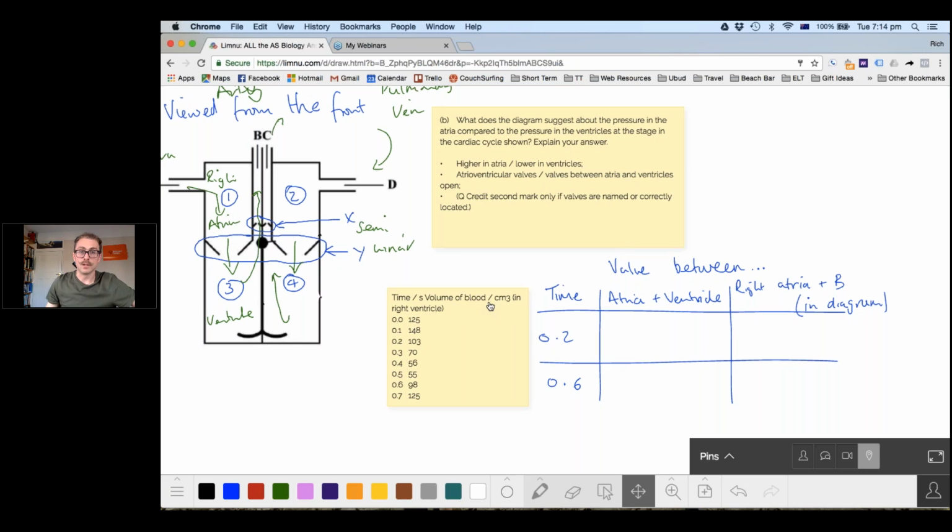Same question, different format. This is the volume of blood in the right ventricle, and we've got time and we've got the volume. It doesn't display very well, but you can work with me. At 0.2 seconds, what are the valves doing? So at 0.2, we're going from 148 volume, 103 down to 70. So the volume is decreasing in the ventricle. So if the volume of the ventricle is decreasing, it must be emptying. So the blood must be coming up here, which means the semilunar valves are going to be open and the atrioventricular valves are going to be closed.